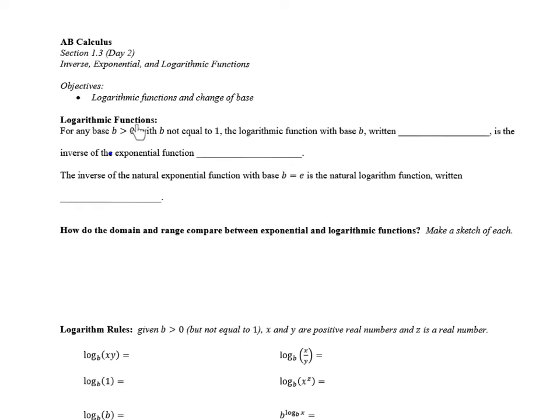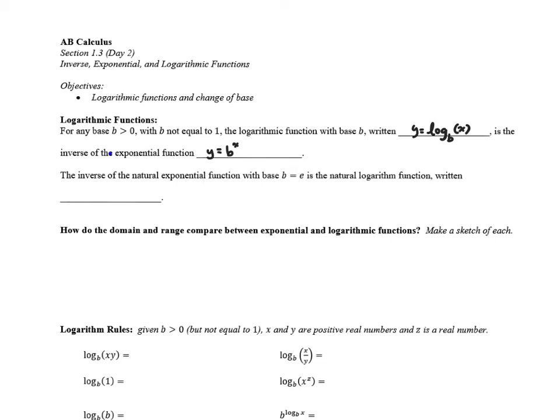So a logarithmic function, for any base b greater than 0 with b not equal to 1, the logarithmic function with base b is written in this form: y equals log base b of x. This is the inverse of the exponential function b to the x equals y.